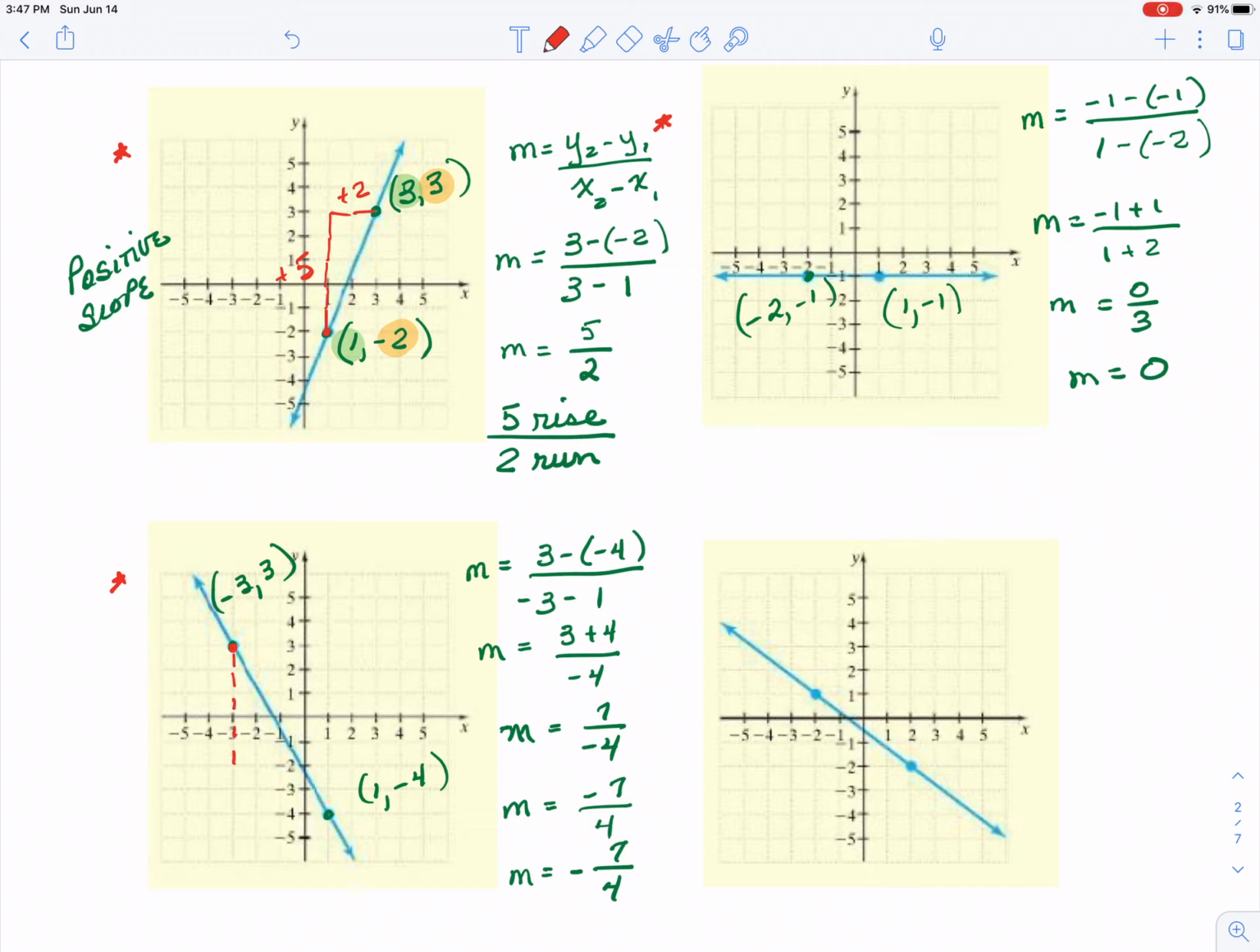So this is kind of important. I thought this was pretty interesting the first time I learned it. Let's look at this one. What if I start at the lower point and go up 1, 2, 3, 4, 5, 6, 7. So that's a positive 7. And then turn to the left and go back 4. And so you can see that negative 7 over positive 4 and positive 7 over negative 4 will give me the same slant or slope.